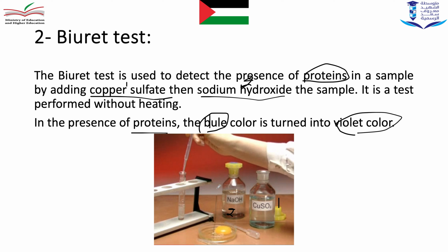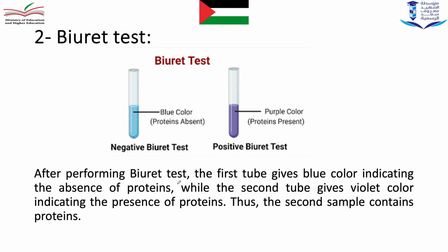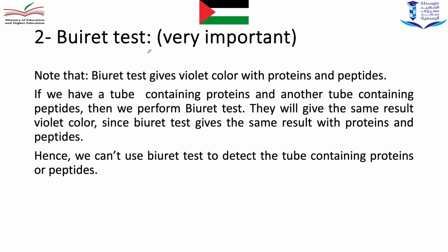It's a simple test. We just need to add copper sulfate and sodium hydroxide, which has a blue color, then it turns into violet in the presence of proteins. So here the blue color indicates the absence of proteins, and the plus indicates the presence of proteins. Also, you have to focus on this: the Biuret test also gives a positive violet color with proteins and peptides. So if I have proteins or peptides, both of them give the same color, which is violet.